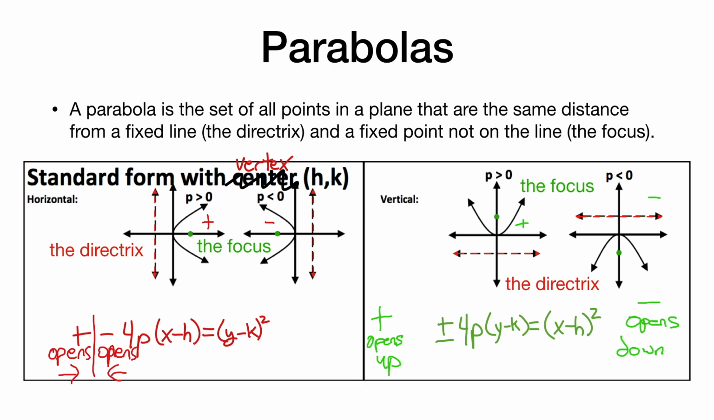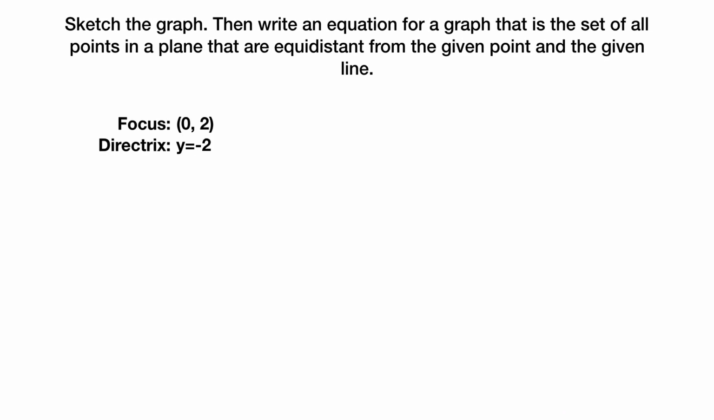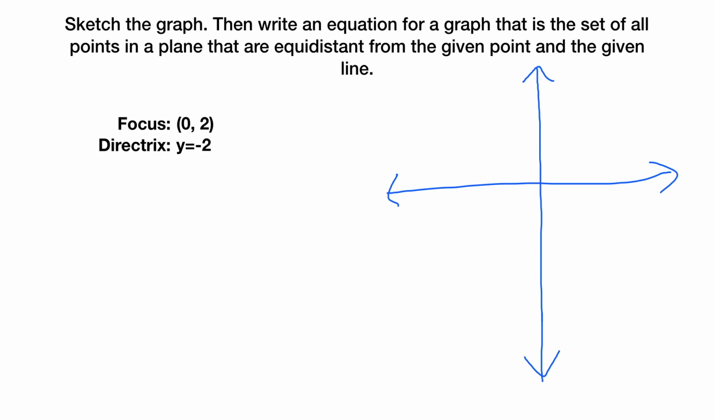All right, so now we're going to try out a few things with this. We're going to start with sketching a graph, then writing the equation for a graph that is the set of all points in the plane that are equidistant from a given point. By the way, that means that at any point, if I find the distance from that point to the focus, or go straight down, left, right, or up to the directrix, it would be the same distance. So we're going to start with this equation right here. Well, I mean these points. Our first thing that we need to note is the focus. The focus is at 0, 2.